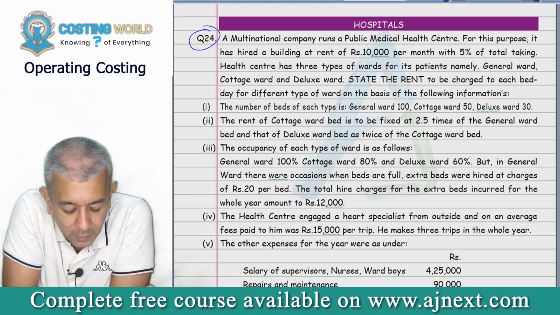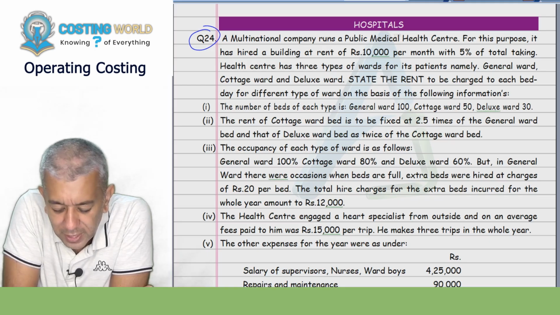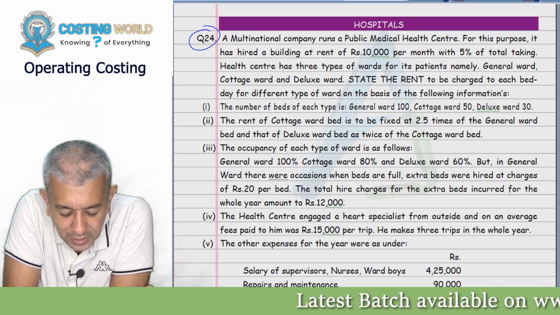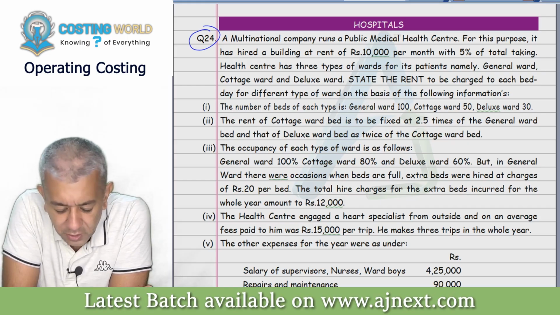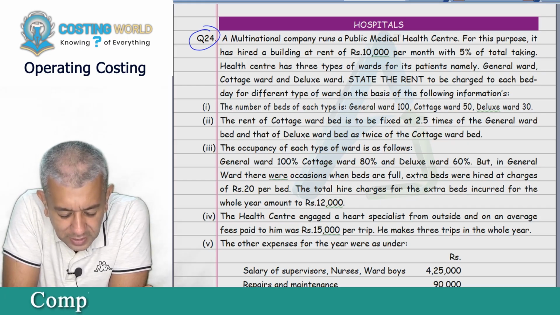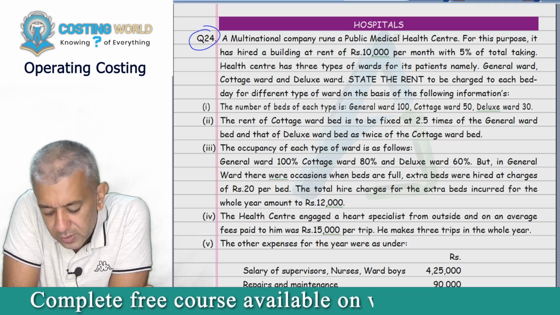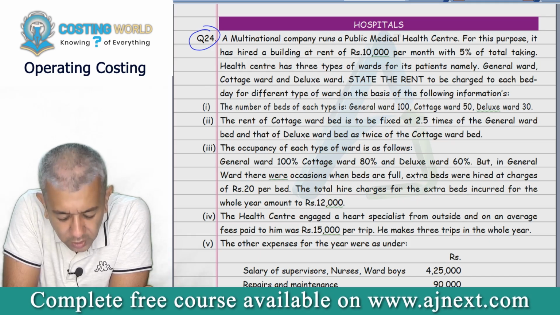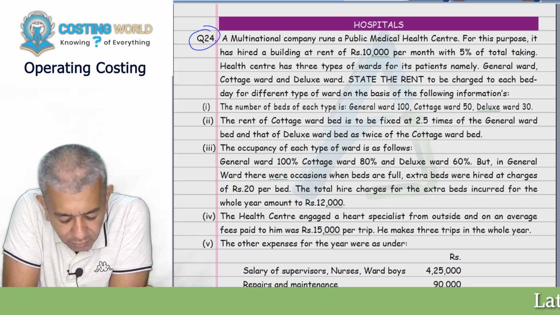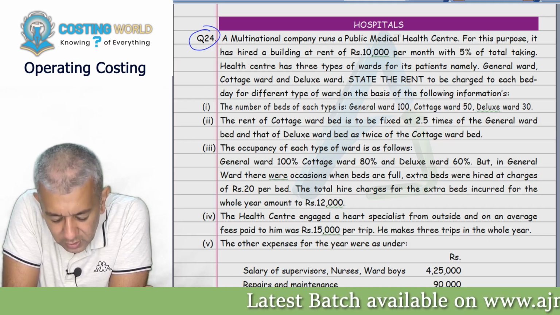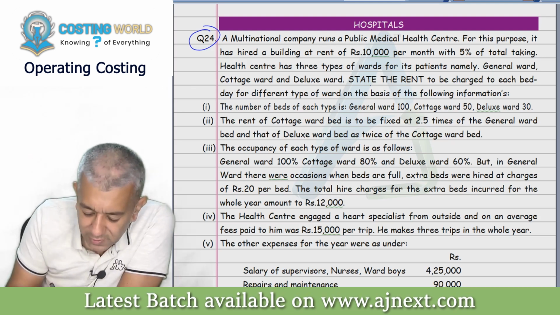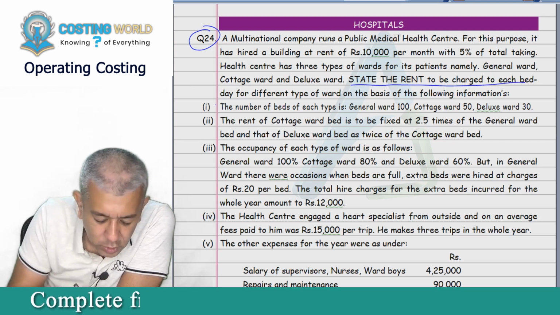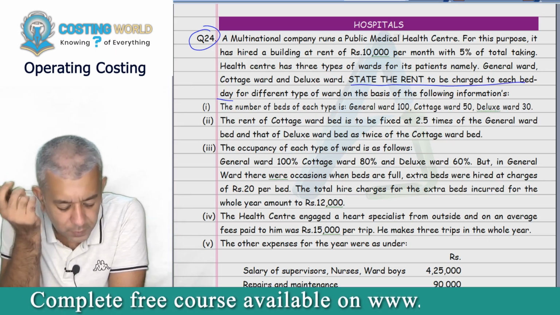Now listen. A multinational company runs a public medical health center. For this purpose, it has hired a building at a rent of 10,000 rupees per month with 5% of total takings. Health center has 3 types of wards for its patients, namely general ward, cottage ward, and deluxe ward. State the rent to be charged to each bed day for different types of wards on the basis of the following information. Okay, so those guys have told state the rent to be charged to each bed day. So in any case, you'll have to find out rate per bed day.